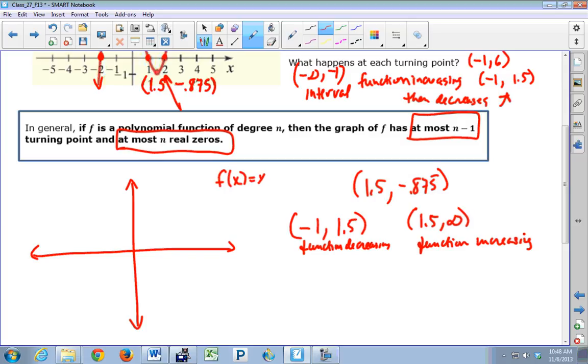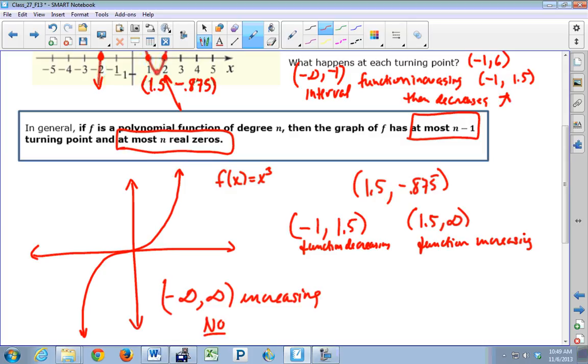X cubed, right? That was one of our parent functions, right? That's a parent function that's a cubic. It's always increasing. It flattens out at 0, 0. It starts to flatten out. It doesn't become a horizontal line. So here's a cubic that's always increasing. On the interval negative infinity to infinity, it's increasing. So it has no turning point.